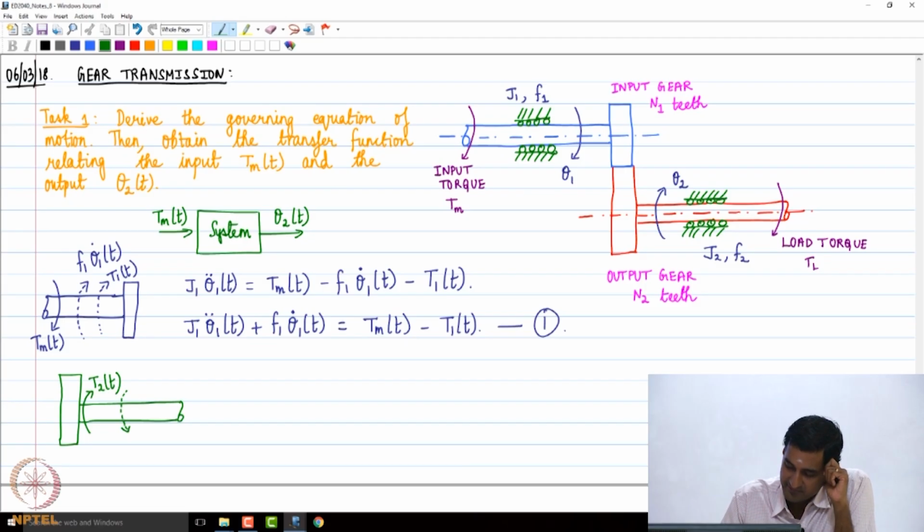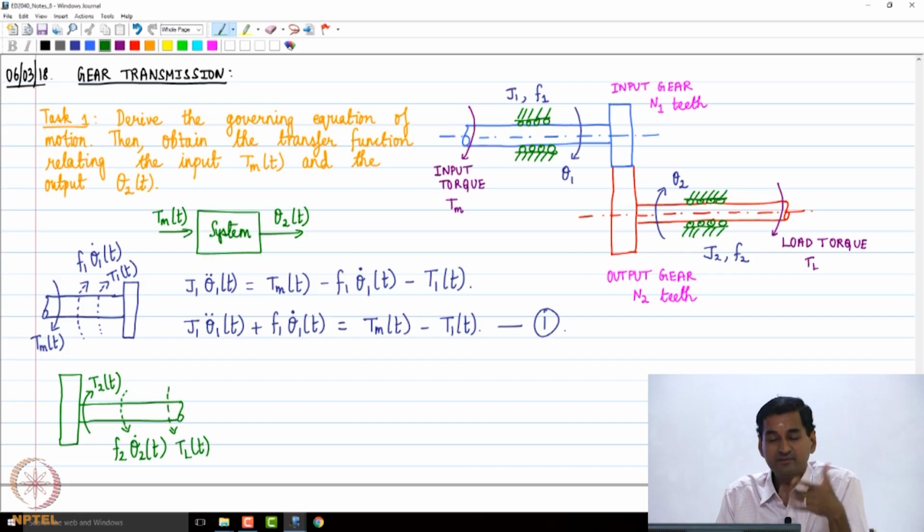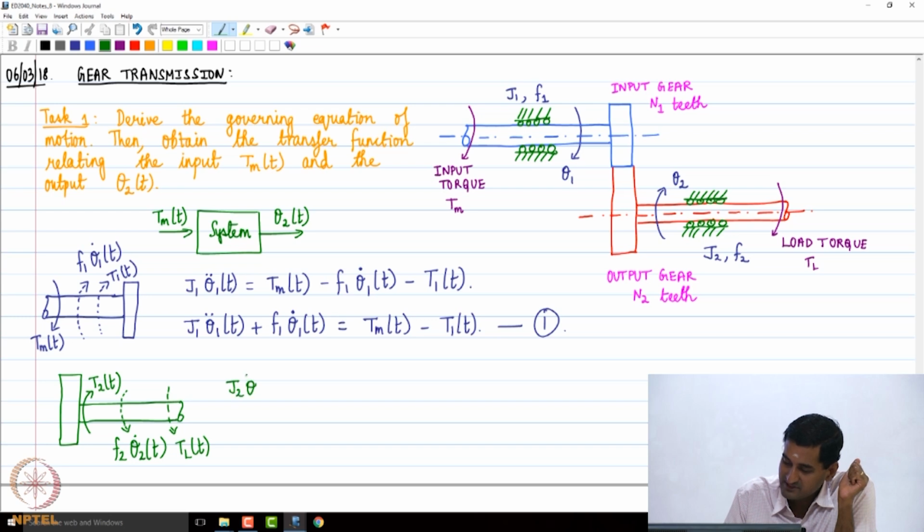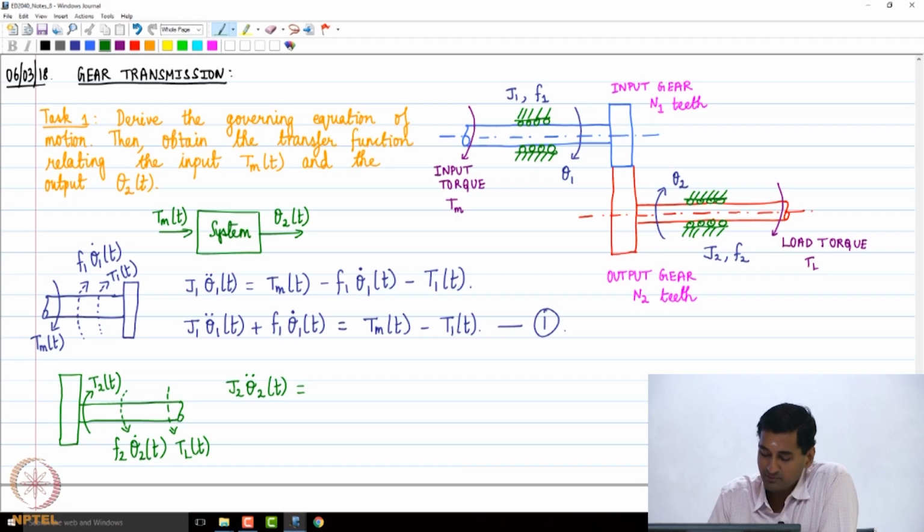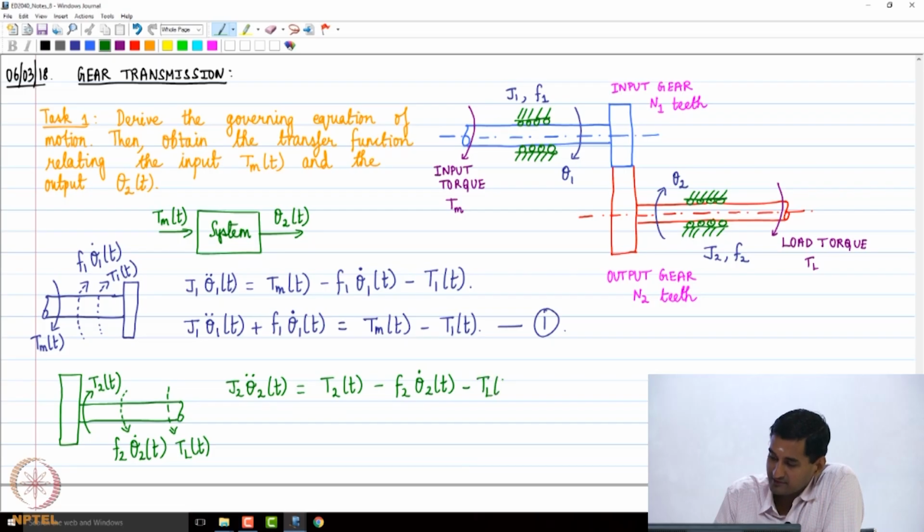As far as the output shaft is concerned, what are the resisting torques? We are going to have a friction torque F2 times theta 2 dot of t, and of course the load torque, which is going to resist the motion of the output shaft. So what we have is J2 times theta 2 double dot equal to T2(t) minus F2 theta 2 dot of t minus TL(t). That's going to be the governing equation.